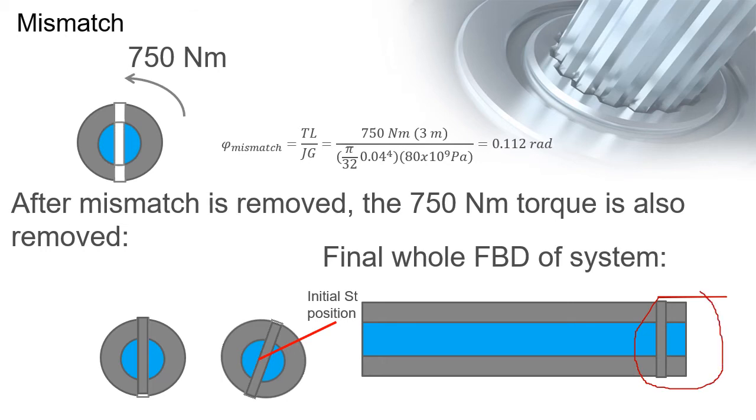If there is no 750 Newton meter torque here and there is no torque there, we will not develop a reaction at the fixed end. And this is the whole free body diagram of the system. No external torques. Then, if there are no external torques, what causes our shafts to twist back?